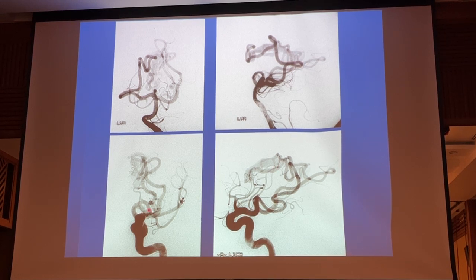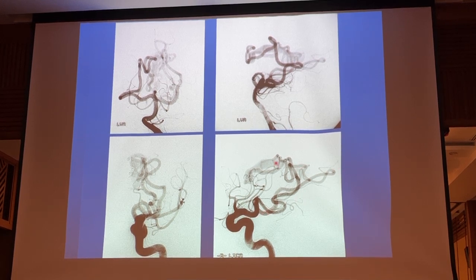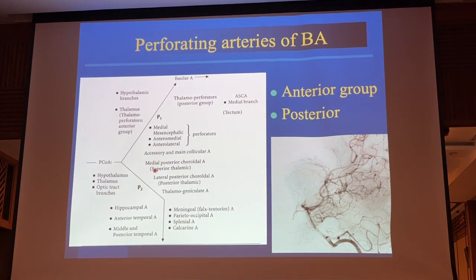Okay? On the left side, you can see the medial and lateral. Medial is the one which goes a long way, and lateral is the one which goes more to the lateral side. But anyway, in addition to the medial posterior choroidal artery, these perforating thalamoperforators play an important role in supply of the mesencephalon as well as brainstem and pons regions.